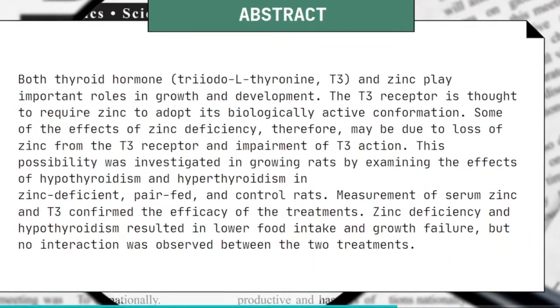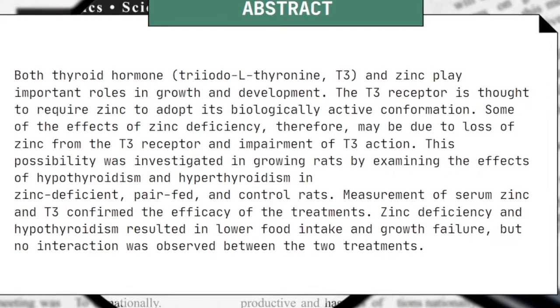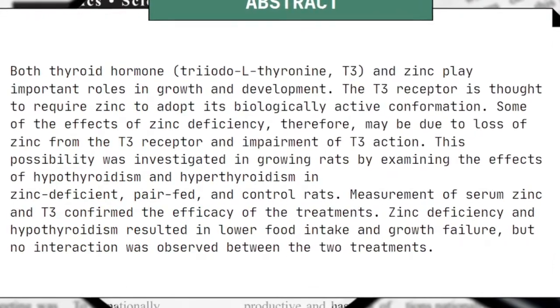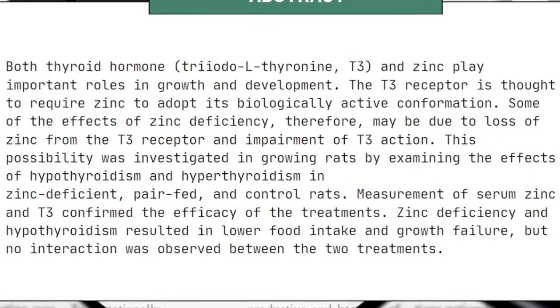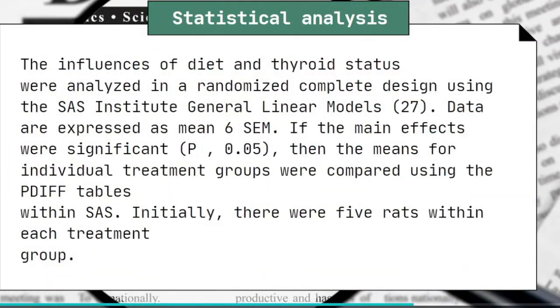Zinc deficiency and hypothyroidism resulted in lower food intake and growth failure, but no interaction was observed between the two treatments. For the statistical analysis, the influences of diet and thyroid status were analyzed in a randomized complete design using the SAS Institute General Linear Models. Data are expressed as mean ± SEM. If the main effects were significant, P < 0.05, then the means for the individual treatment groups were compared using the PDIFF tables within SAS.